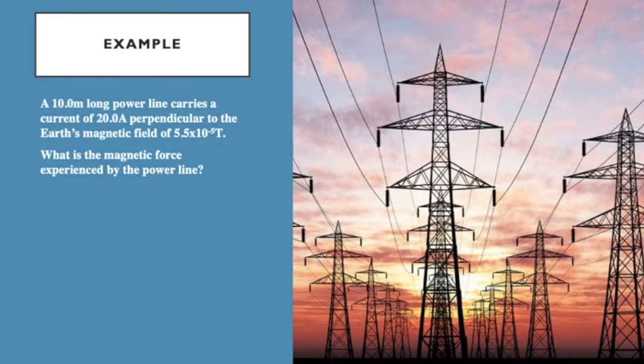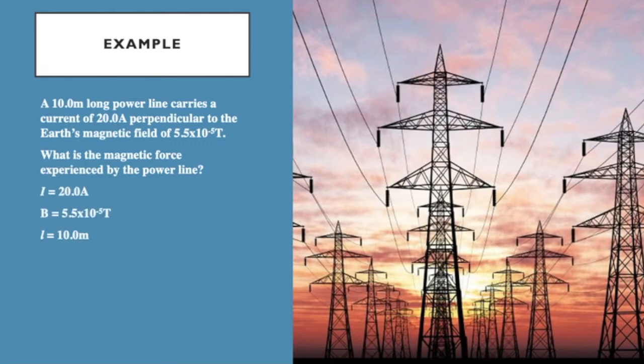Okay, let's have a look at an example then. If we've got a 10 meter long power line carrying a current of 20 amps that's perpendicular to the Earth's magnetic field of 5.5 times 10 to the minus 5 Tesla, what is the magnetic force experienced by the power line? It's tricky because of the 5.5 times 10 to the minus 5, but apart from that, we're just putting those numbers into the equation.